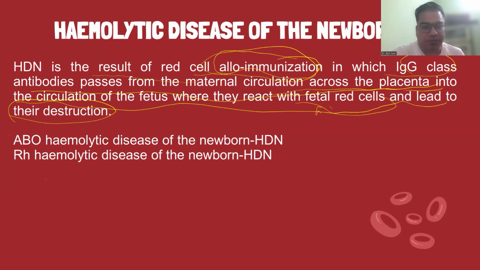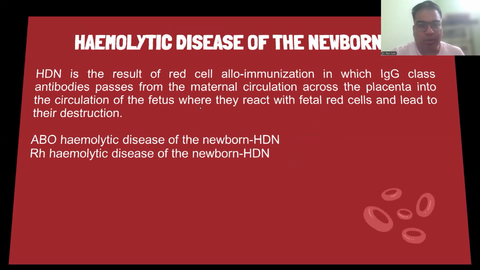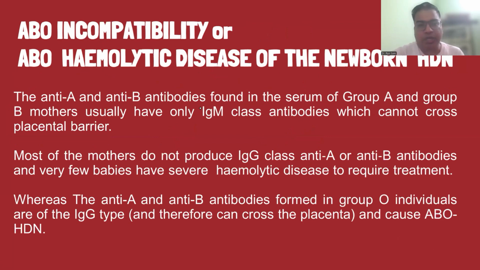It has two specific conditions: ABO incompatibility or the ABO hemolytic disease of the newborn, or RH incompatibility or the RH hemolytic disease of the newborn. These are the two important conditions. Alloimmunization means passage of antibodies from maternal circulation to the fetal circulation, and they will cause destruction of the red cells in the fetus. Now come to the ABO incompatibility or the ABO hemolytic disease of the newborn.